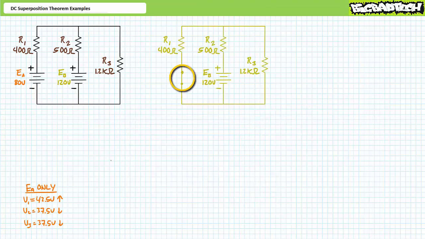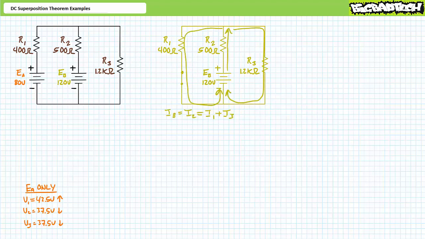Voltage source B has been removed from consideration by substituting in a short circuit. This modification has fundamentally changed the nature of the original series parallel circuit. A Kirchhoff's current law analysis of the modified circuit suggests that any source current emanating from source B must travel through R2. Current then splits into two paths, one afforded through R1, the other through R3. A Kirchhoff's current law analysis of this circuit suggests that IB equals I2, which equals I1 plus I3.